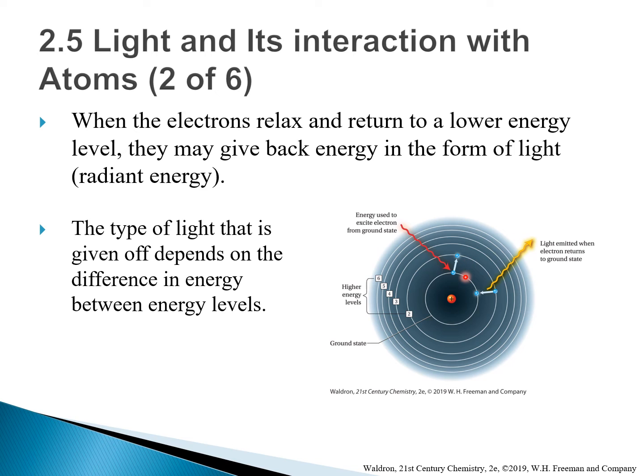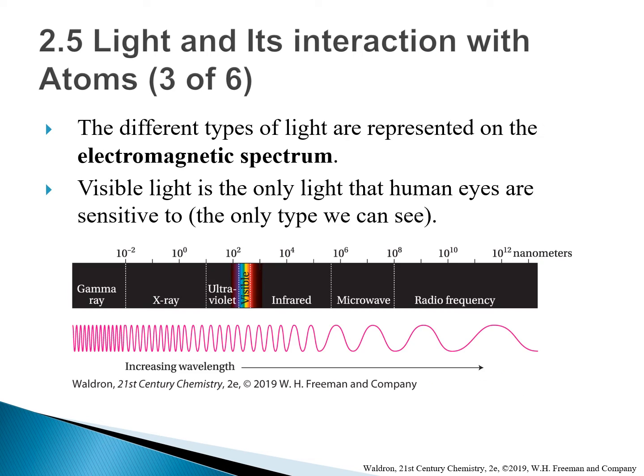If you have sufficient energy, it could jump from level 1 directly into level 4 or 5. Same thing is true when it relaxes, come back to the ground state. The type of light that is given off depends on the difference in energy between the energy levels. The different types of light are represented on the electromagnetic spectrum.